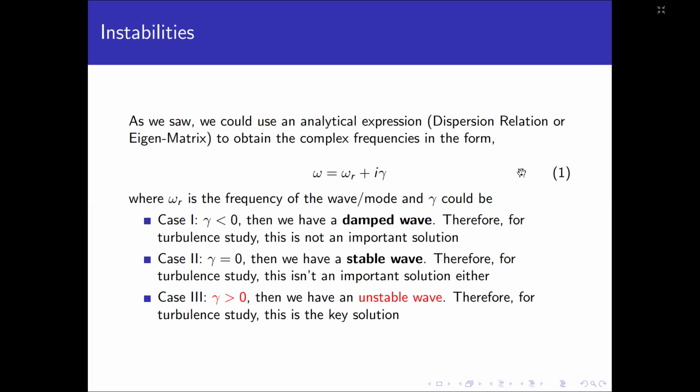Or maybe this imaginary part could be zero. In that case, we have a neutral wave. And also from a turbulence standpoint, this isn't an important solution either. But what happens when the imaginary part is positive? Well, this is what we call an instability, where the wave has unstable behavior. And therefore, for turbulence study, this is the key solution that we are looking for. So please keep this in mind, because for the rest of the talk I will be talking about something around this.